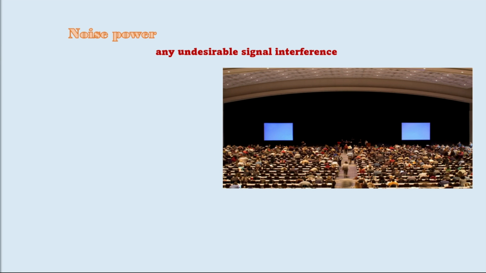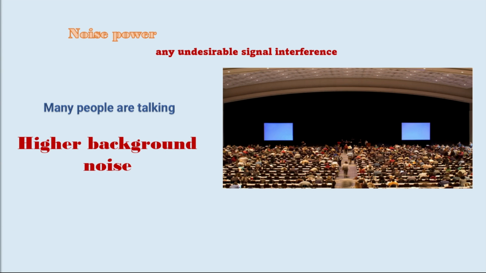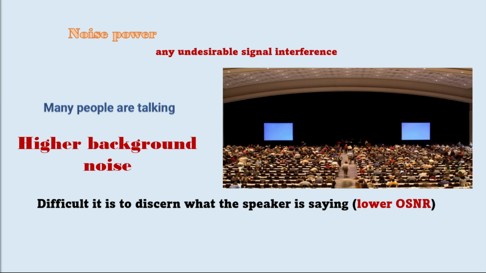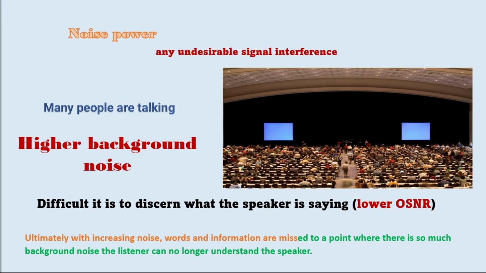Let's understand how noise power affects the signal. Noise power can be defined as any undesirable signal interference. Imagine you are trying to listen to a speaker at a conference where many people are talking. The higher the background noise from other people talking, the more difficult it is to discern what the speaker is saying. We can say we have lower OSNR. If the noise keeps increasing, words and information are missed to a point where there is so much background noise, the listener can no longer understand the speaker.